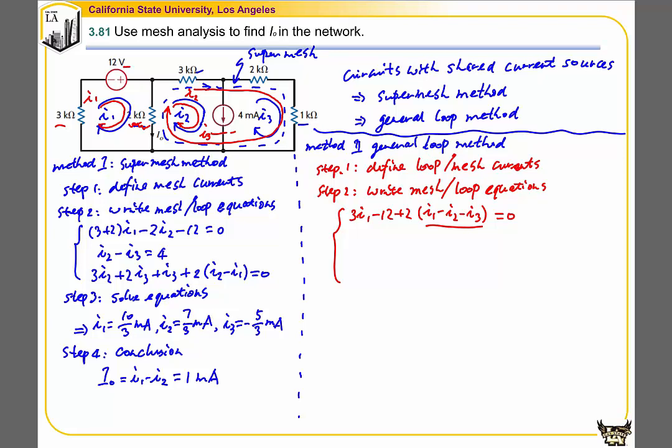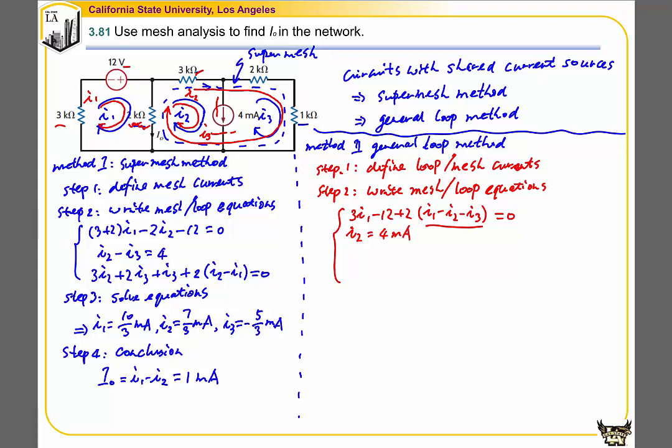The loop equation for the second loop: because there is a current source over here, the current in this branch has to be 4 milliamp. Given the mesh current that we defined, the current going through that branch is also I2. So we have I2 equal to 4 milliamp.